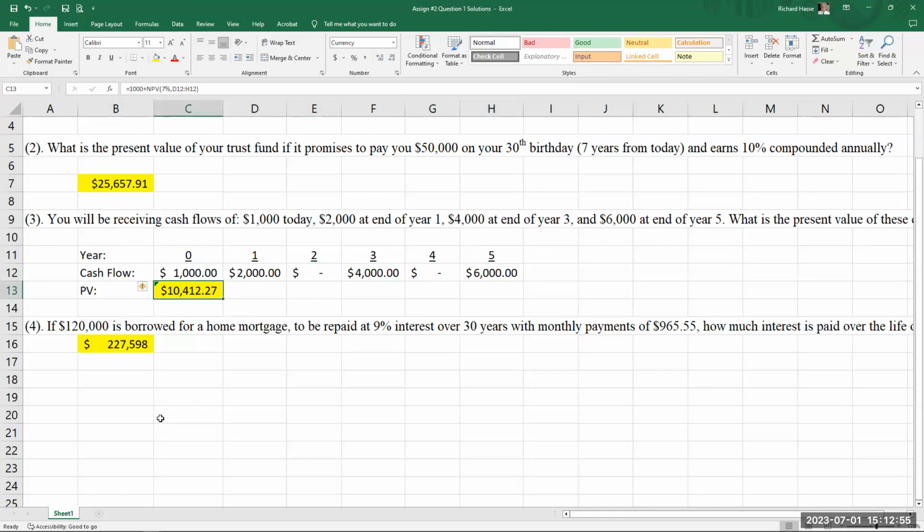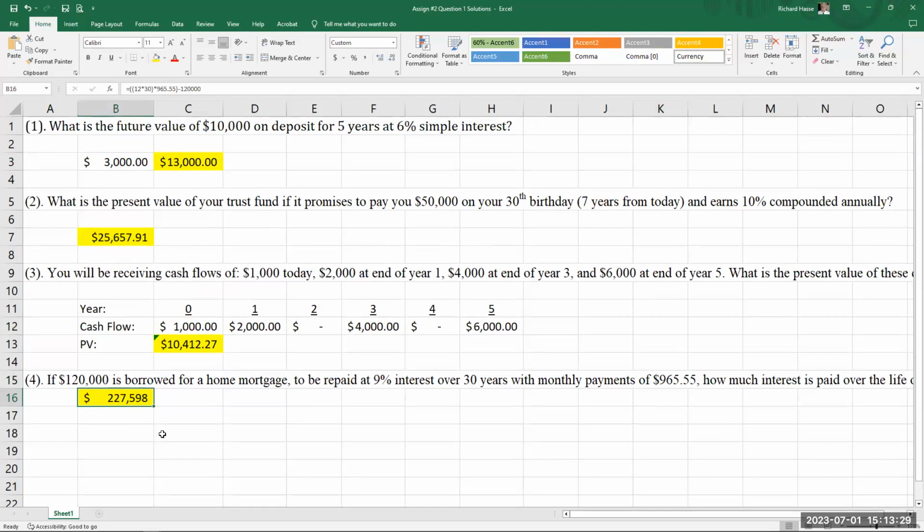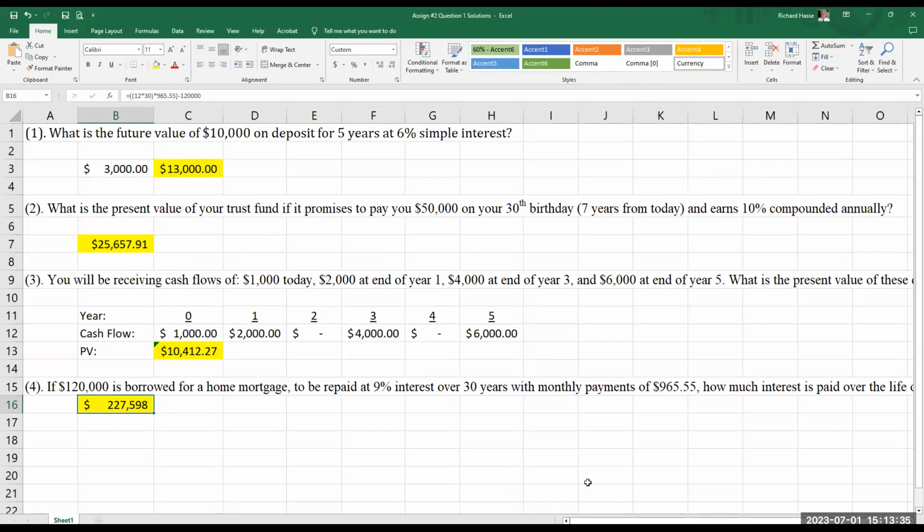And then question 4, if I borrowed $120,000 with monthly payments of $965.55, if I take that $965.55 and multiply it times 360 payments, and then subtract out the amount that I'm borrowing, that must be the interest of $227,598. In this problem, I was not looking for you to calculate all that, but just simply understanding the concept of an amortized loan with the monthly payments being the same, you can back into that interest rate number. So a couple of helpful hints in a file for assignment 2.